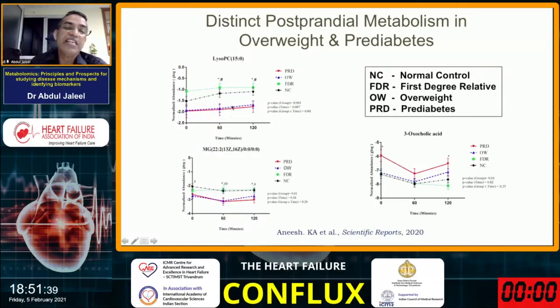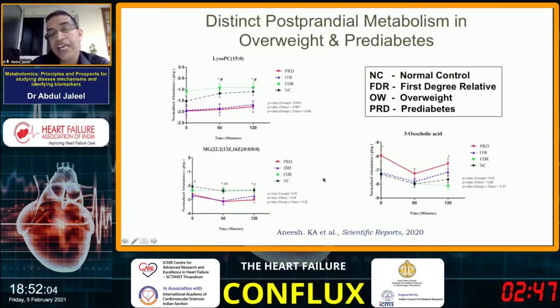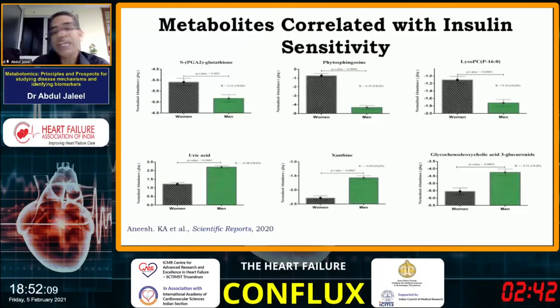What you can see is that the blue color and red color are overweight as well as pre-diabetes. Some of the metabolites did not change at all. Here also, this is lysoPE, this is monoglycerides, and oxocholic acid, which is completely different. I'm showing only 2 or 3 examples from a large number of metabolites which are different, which we have identified.